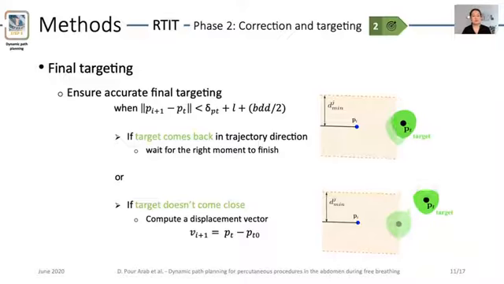When we arrive close to the target point PT, we can assume that the obstacles nearby move along with the needle and the target. So, the main objective becomes to ensure an accurate targeting. If the target is not in its initial position, we adopt a similar wait or correct strategy. We wait that the target comes back in the direction of the trajectory to move on, as shown on the top video. If it doesn't, a displacement vector vi+1 is calculated to improve the accuracy, as illustrated in the bottom video.